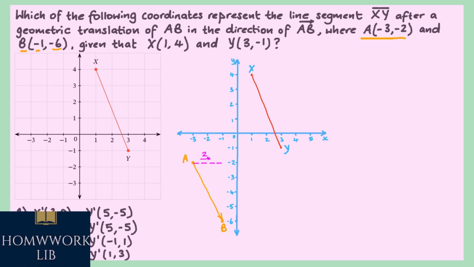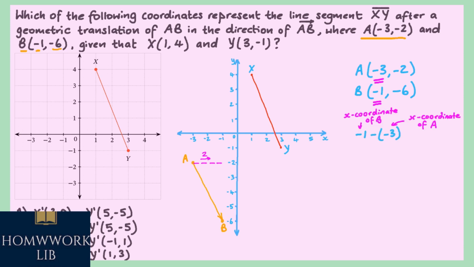Since we are going from A to B, the horizontal displacement will be 2 units, and this is a positive value of 2 units because the direction is to the right. We can also see this if we use the coordinates of A and B directly. Because we are going from point A to point B, we subtract the x coordinate of A from that of B, which also gives us 2. This is the horizontal displacement of the ray AB.